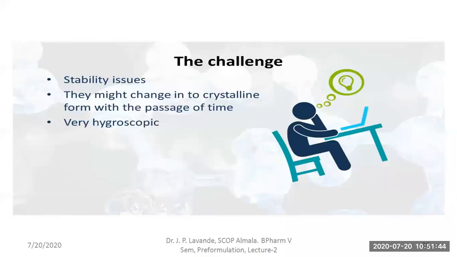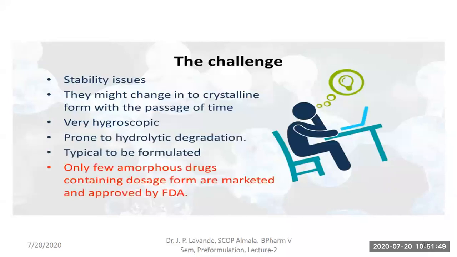These are very hygroscopic. They will capture the moisture. These are prone to hydrolytic degradation because of the water. They will lose their chemical properties, their therapeutic properties. These are difficult to formulate, and only a few amorphous drug-containing dosage forms are marketed and approved by the FDA. So because of all these challenges, the amorphous form is not preferred whenever the formulation process is occurring.